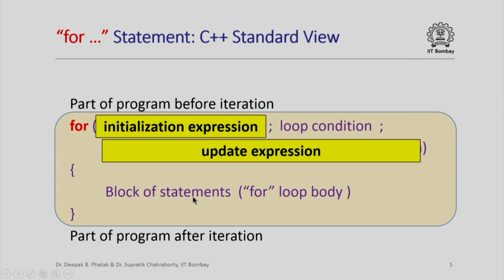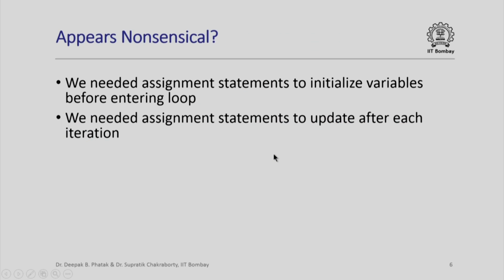Now, if you look at the C++ standard, it specifies that a for loop must look something like this. Instead of the initialization code, it says that you must have an initialization expression, and instead of instructions to execute at the end of every iteration, it says that you must have an update expression. So this looks a bit strange. We wanted to do some initialization over here. For that we needed some statements, but the standard says that we must have an expression here, and here also we wanted to execute some instructions at the end of every iteration, but the standard says that we must have an expression here. So does this appear nonsensical?